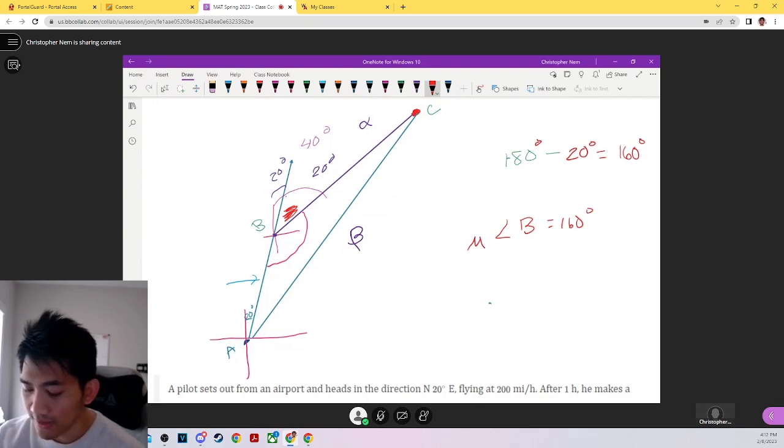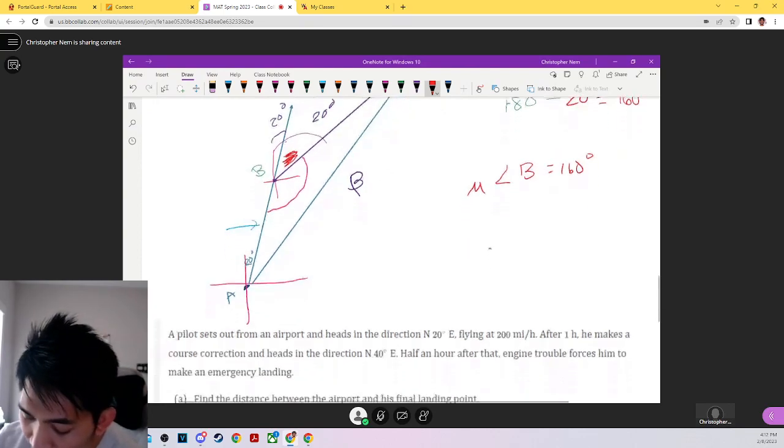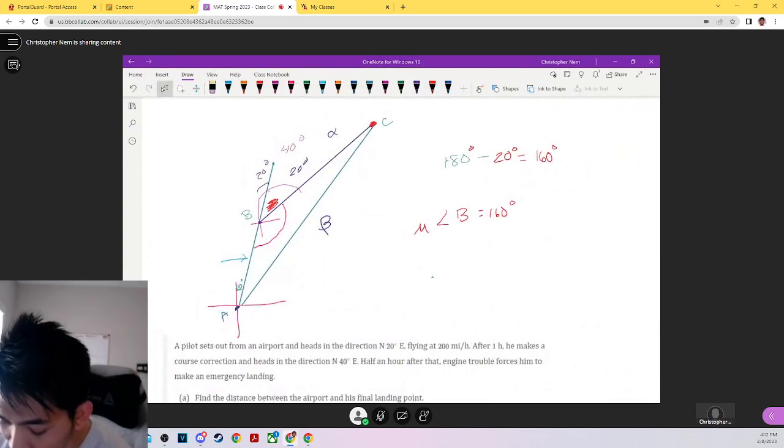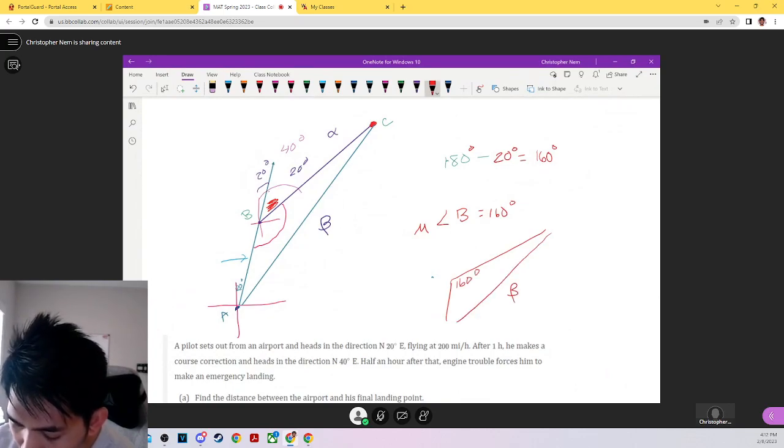It's very helpful. Now I have a new triangle that I can draw instead. I don't have to use this as information anymore. I figured out that one angle. I have a triangle that looks like this, where this is 160 degrees. And then I need to solve for beta, and then alpha, and then A, B, C.